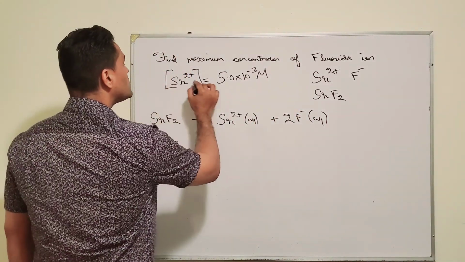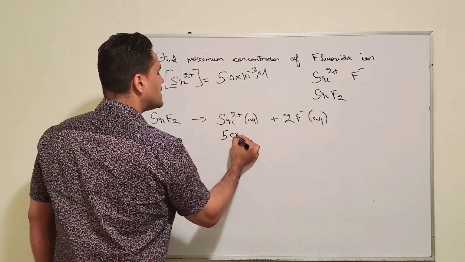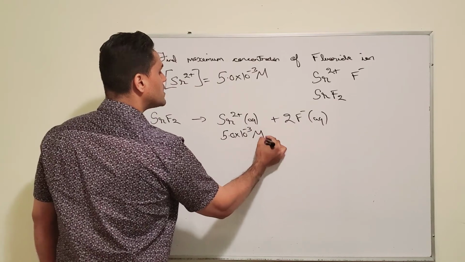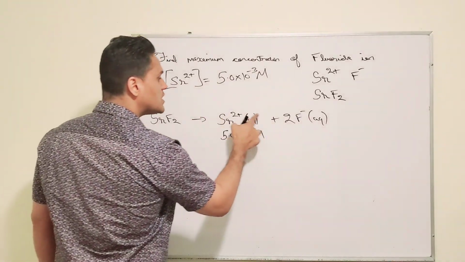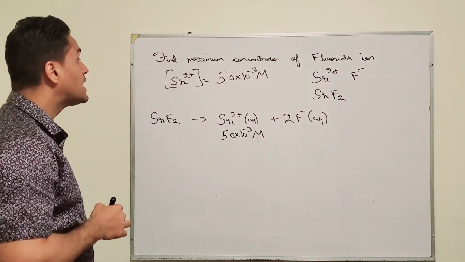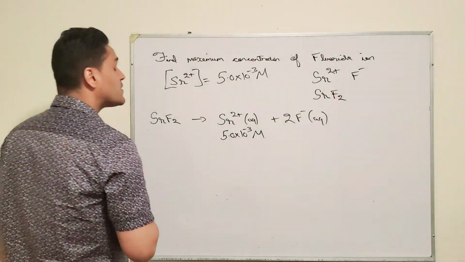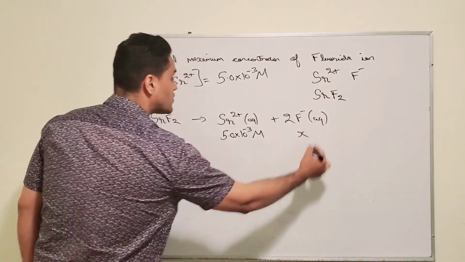Now they did tell me that the concentration of Sr2+ was 5.0 times 10 raised to the power minus 3. Now looking at the molar ratio, we know the concentration of F-. That's what we're trying to find. So we don't know the concentration of F-. Let's just call it X for now.